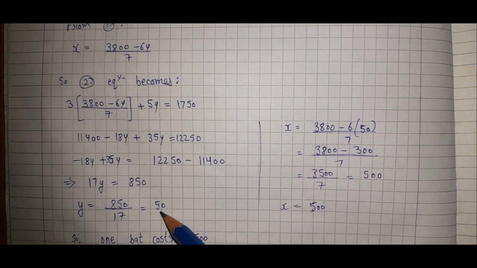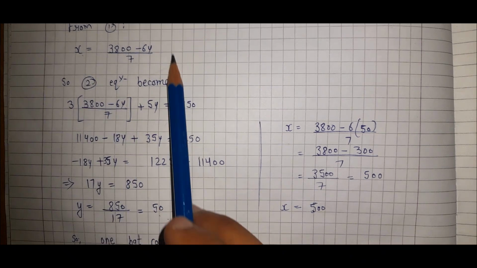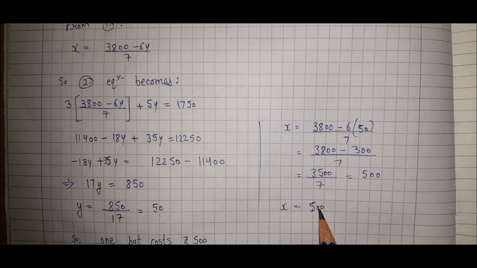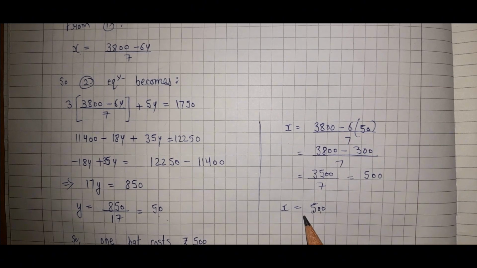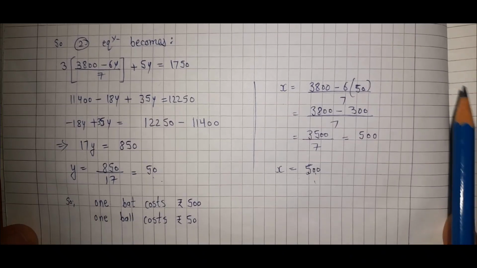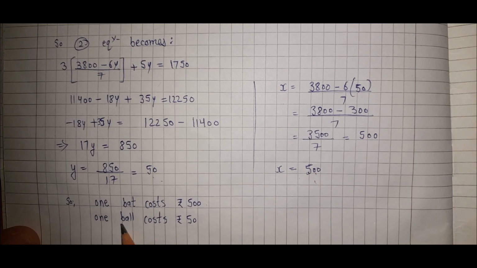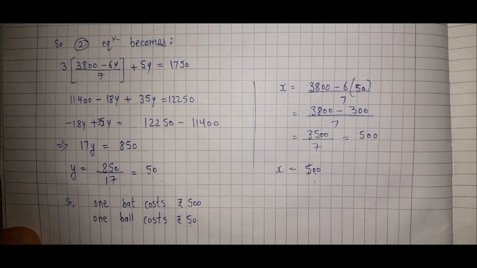Now y is equal to 50. So x will become 500. After solving, we will get x is equal to 500. So one bat costs rupees 500 and one ball will cost rupees 50.